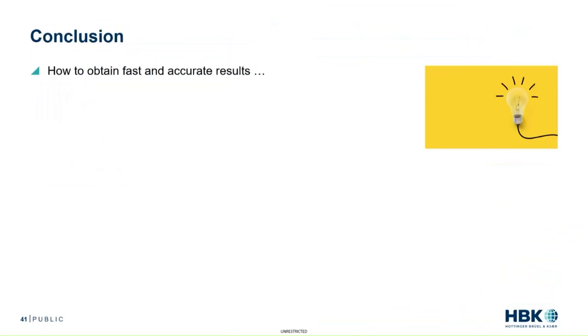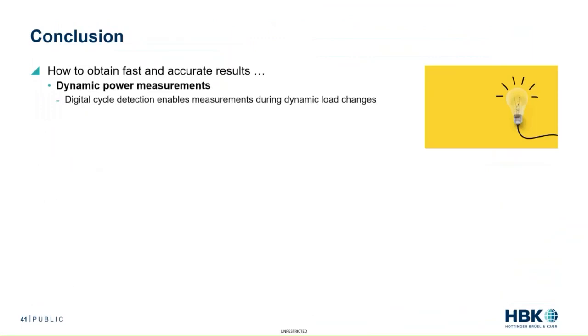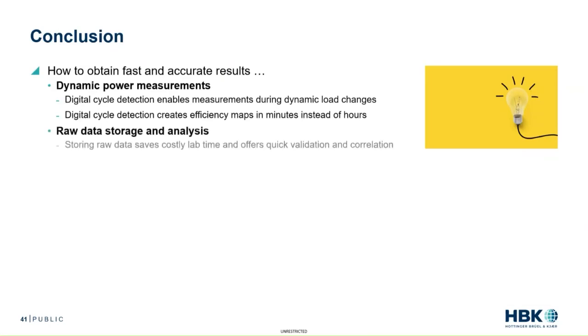So in conclusion, how do you obtain fast and accurate results? Well, it turns out for variable speed drives, you need the capability of performing dynamic power measurements, because digital cycle detection enables the measurements during the dynamic load changes, and the digital cycle detection creates efficiency maps in minutes instead of hours. Raw data storage and analysis capability is very strongly encouraged because you can store raw data and not have to go back to the lab and retest. You can just recall the data and then perform some validation and correlation.